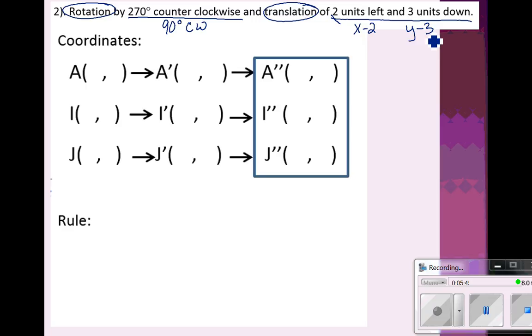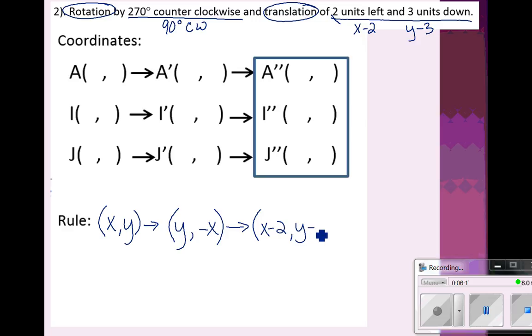Go down to the rule, x, y. The 90-degree clockwise song says 90 degrees, find the opposite of x. Switch the x and the y. So find the opposite of x and switch. So I know the x is going to go in the back as the opposite, and the y in the front. Then I write my rule for the translation, and I've already done it in the problem. So we have x minus 2 and y minus 3. And that's our rule.